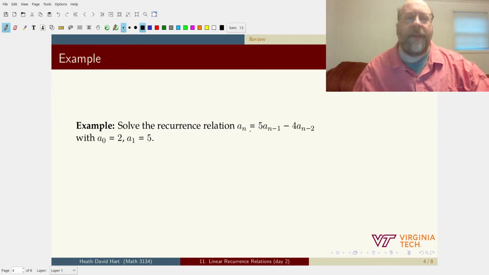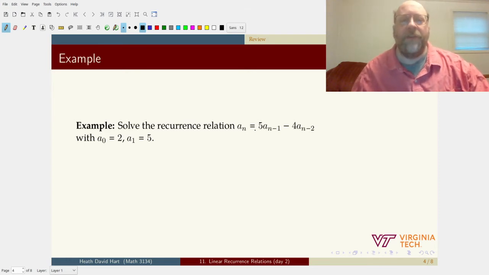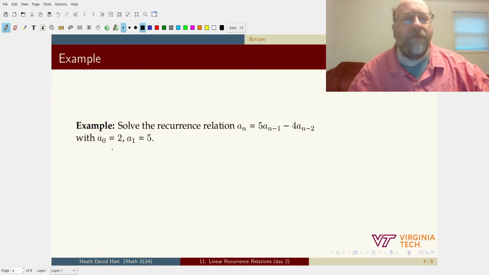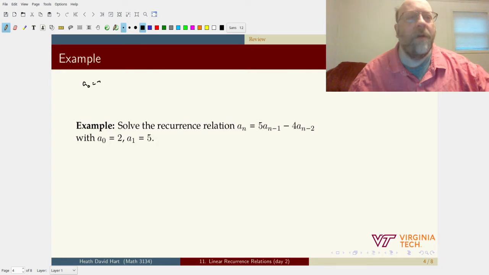Let's look at this example. We want to solve this recurrence relation: a_n = 5a_{n-1} - 4a_{n-2}, with a_0 = 2, a_1 = 5. Let's calculate a couple more of these just so we've got them. a_2 is going to be then 5 times 5, which is 25, minus 4 times 2 is 8. 25 minus 8 is 17.